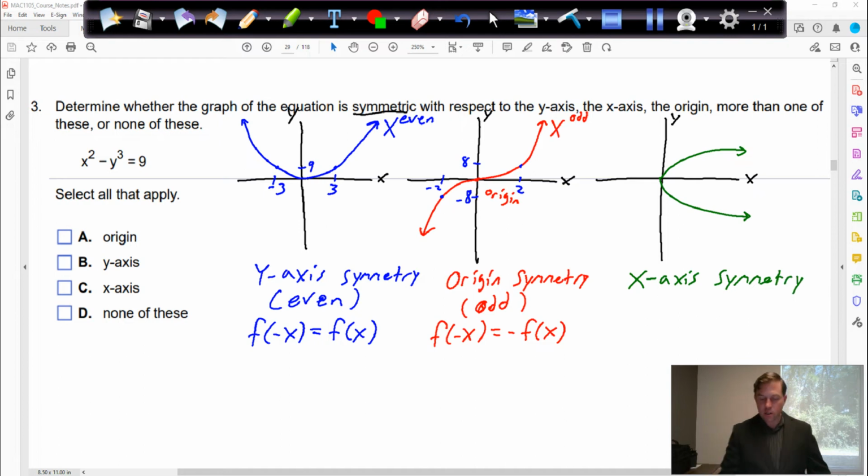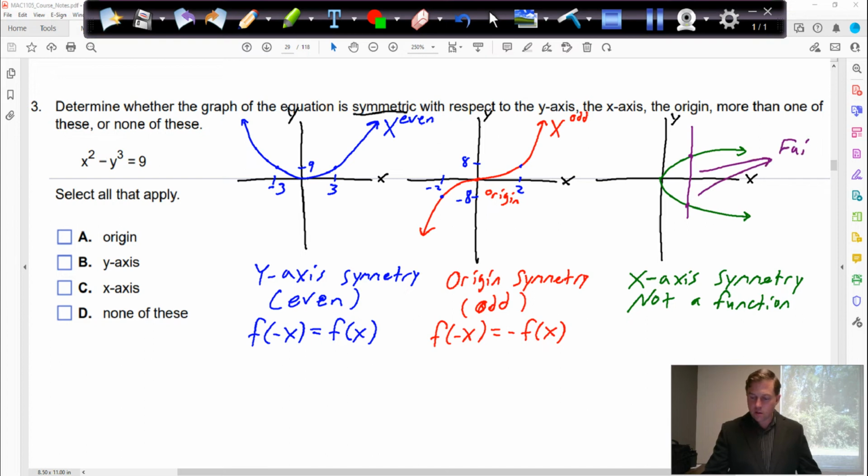And we don't call it even or odd because technically this is not a function because it does not pass the vertical line test. So if we learned this class or two ago, if we pass a vertical line, it hits more than one point. So this is going to fail the vertical line test. Therefore, it's not a function.